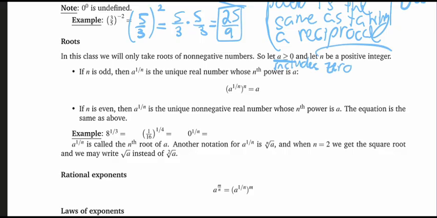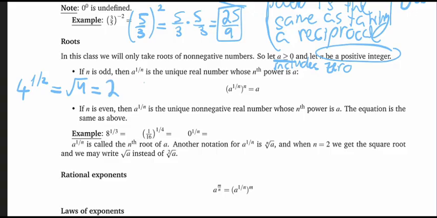And n is a positive integer. If n is odd, then a to the 1 over n is the unique real number whose nth power is a. What do I mean by this? If I take, for instance, 4 to the power of 1/2, that is literally the square root. Why is that? Because that's literally the number that I need to multiply by itself, or multiply twice, to actually get the number 4. That is 2.